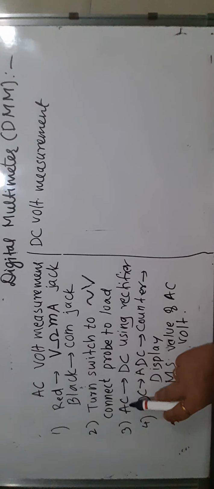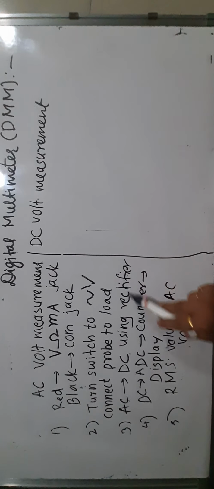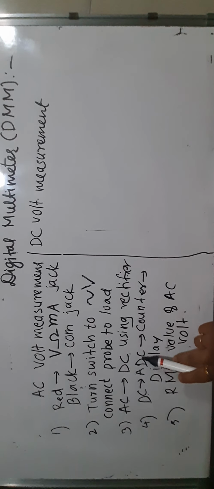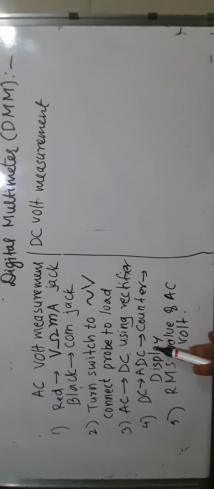Now internally the AC voltage is converted into DC by using a rectifier. Then the rectified DC voltage is given to ADC, then to the counter, then to the display. Now on the display, we can see the RMS value of the AC voltage applied. This is how we can measure the AC voltage.